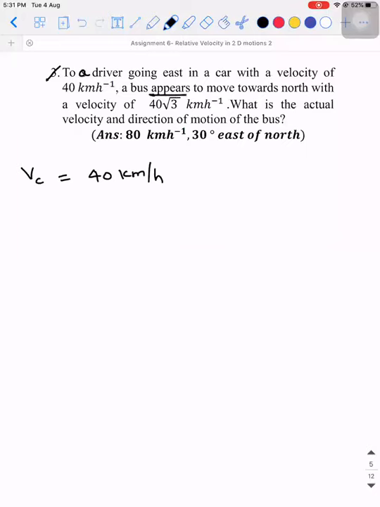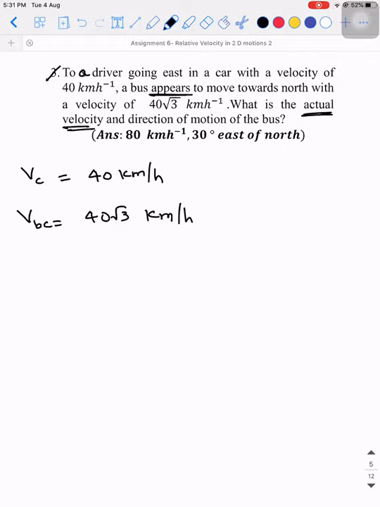Next, a bus appears to move. This word appears is important. The bus appears to move towards north with the velocity of 40 root 3 km per hour. Means the velocity of bus is 40 root 3 km per hour. Is this right? Yes, sir. No, sir. What is the mistake then? Sir, it is velocity of B with respect to C. It is the velocity of the bus with respect to C. Means for the person in the car, it is appearing as if it is moving in the north direction, but it is actually not moving in the north direction. That is why, if you see, what is asked is the actual velocity and direction of the motion of the bus.